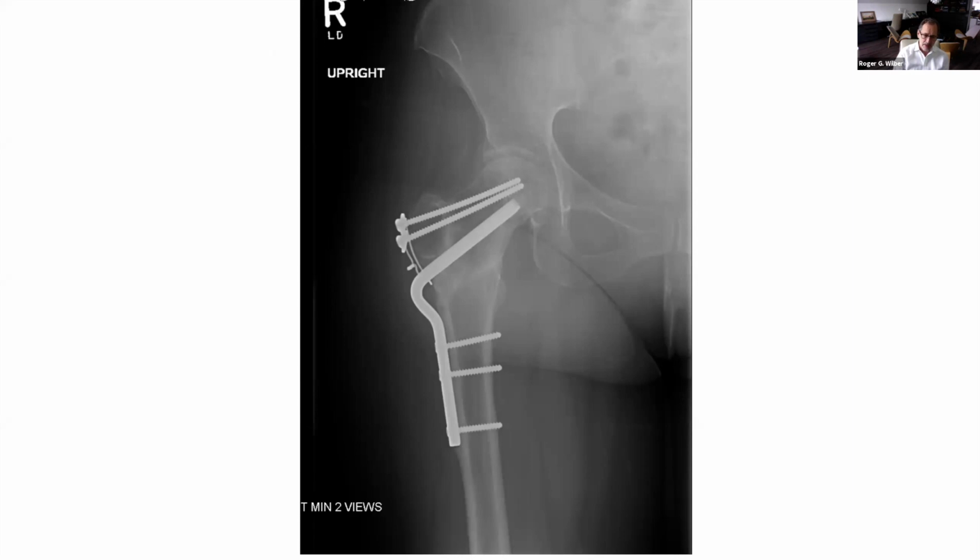So I wouldn't say that everybody over age 85 has to have a total hip replacement, but I would suggest that in general, it's a much, much easier thing to do, much more difficult to do this kind of an osteotomy in that patient population.